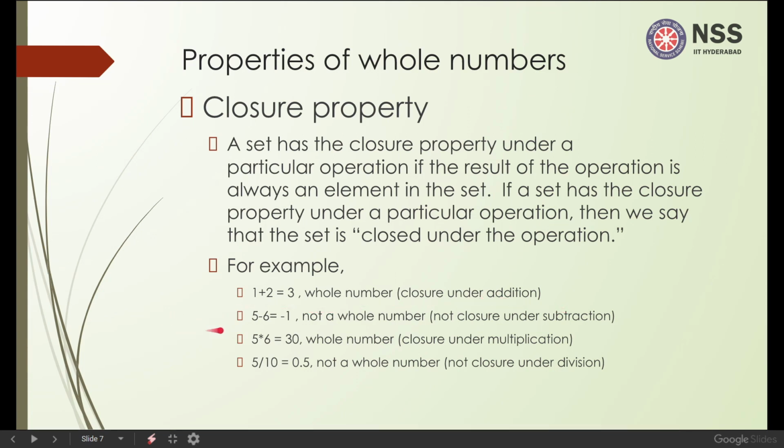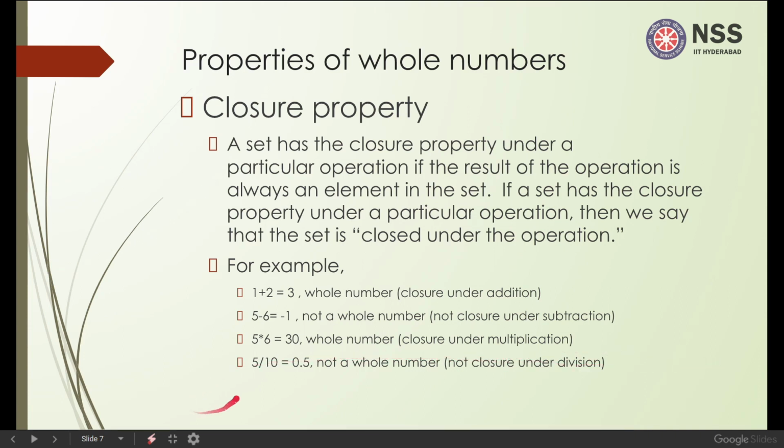If we subtract two numbers like 5 minus 6, we get minus 1. But minus 1 is not a whole number. It's a negative integer. But if we subtract 4 minus 2, we get 2, which is a whole number. And hence, if we subtract any two whole numbers, we may not always get a whole number. Therefore, whole numbers are not closed under subtraction. Let us try to multiply two whole numbers. If we multiply 5 by 6, we get 30, which is a whole number. Therefore, whole numbers are closed under multiplication.